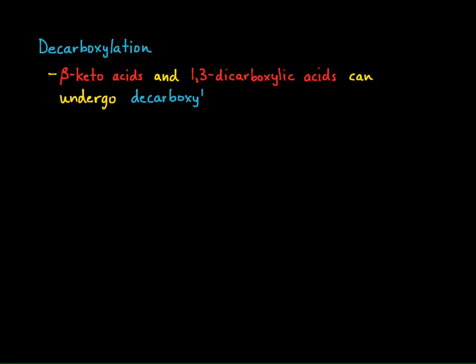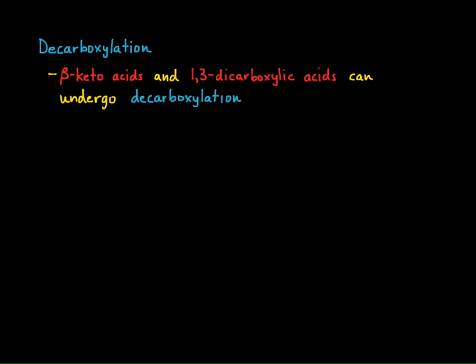Now, if you think about carboxylic acids, you might envision that you could lose carbon dioxide. This would be called a decarboxylation, and the product of that would be an alkane, possibly. This is easier said than actually done, but there are some reactions in which decarboxylation can occur, namely with two different types of carboxylic acids.